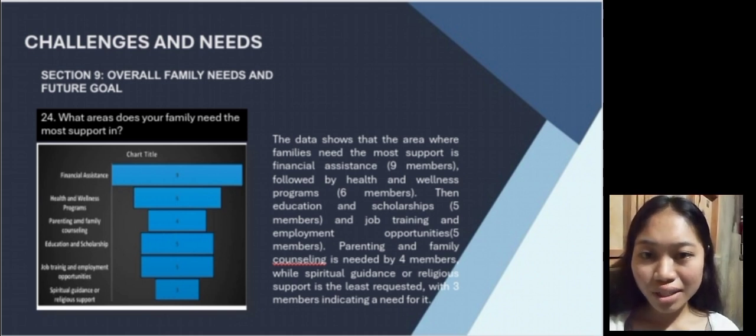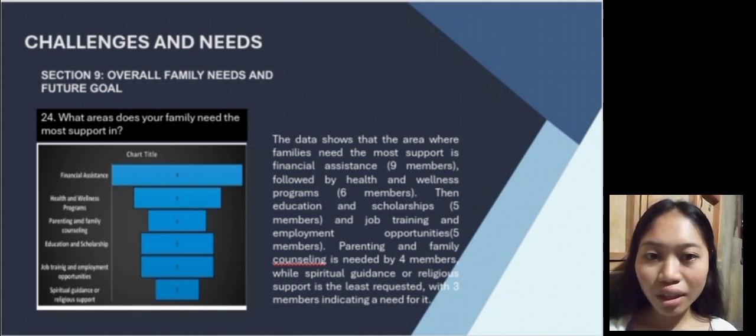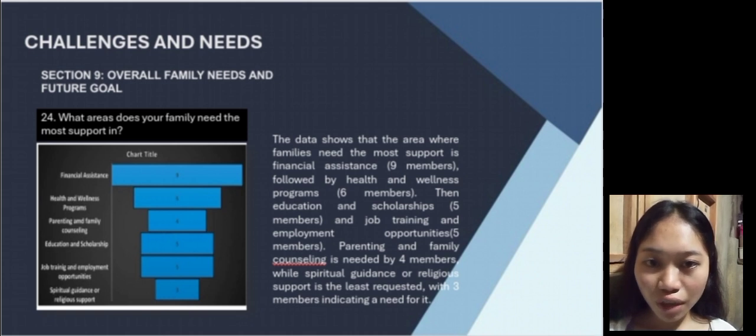Next, what areas does their family need the most support in? The data shows that the area where families need the most support is financial assistance, which is 9 members, followed by health and wellness programs, which is 6 members. Then education and scholarships, which is 5 members, and job training and employment opportunities, which is 5 members. Parenting and family counseling is needed by 4 members, while spiritual guidance or religious support is the least requested, with 3 members indicating a need for it.